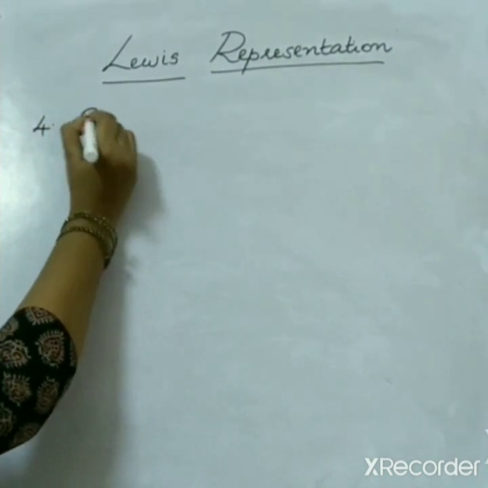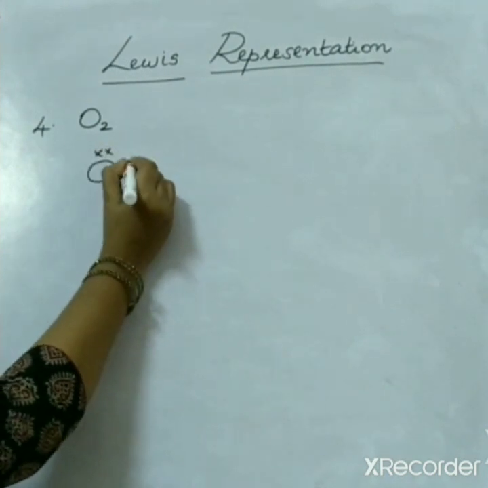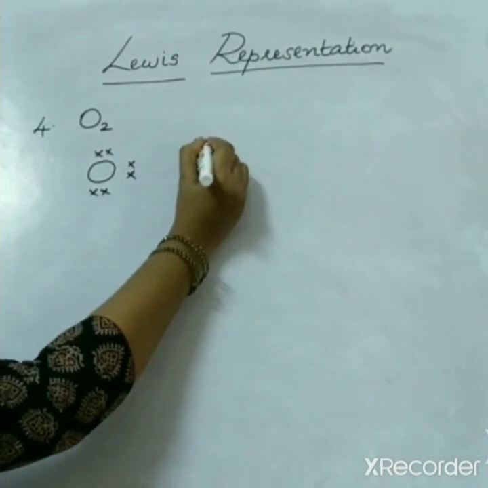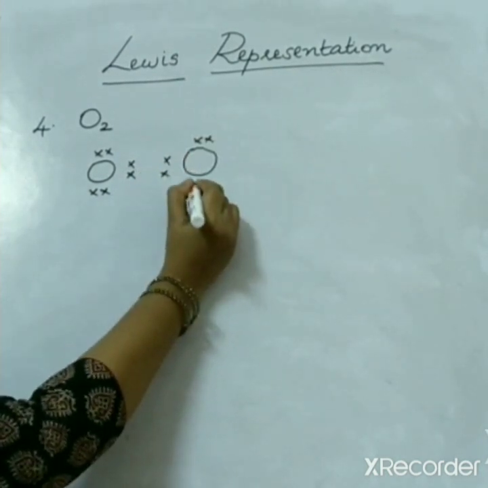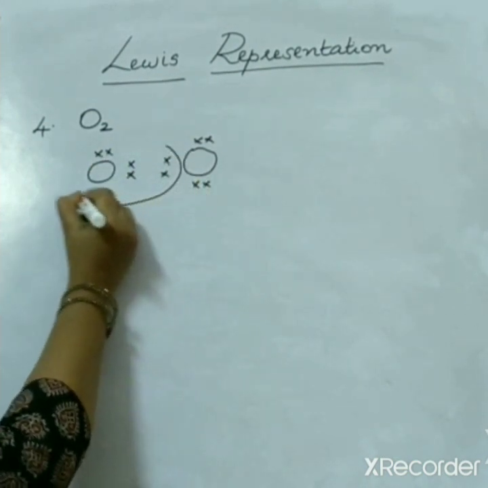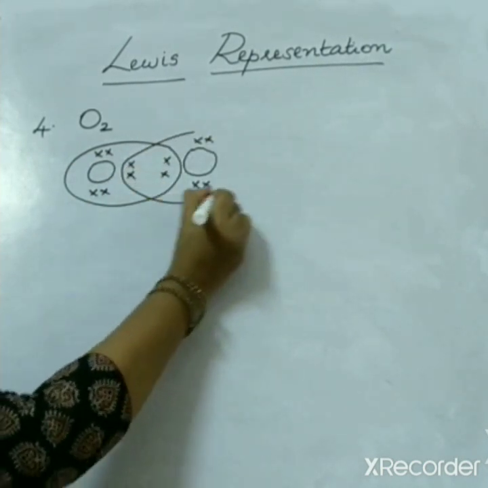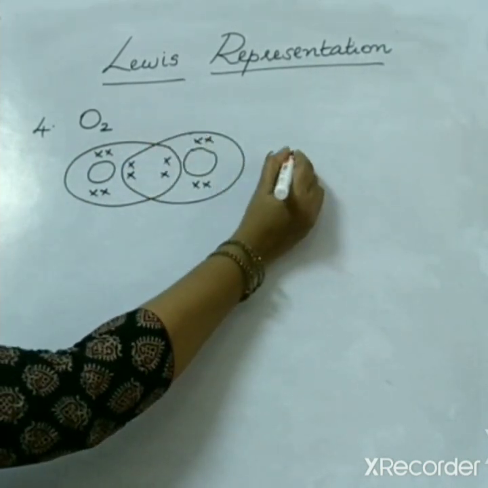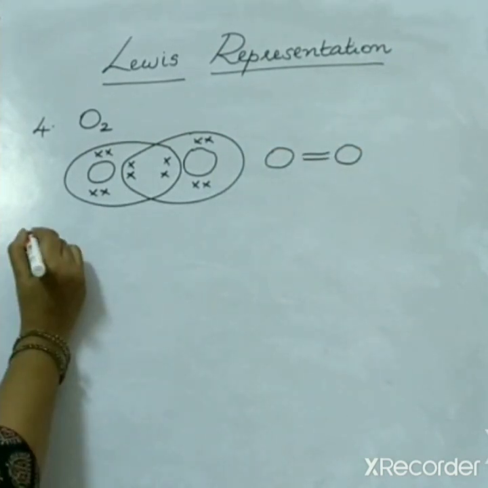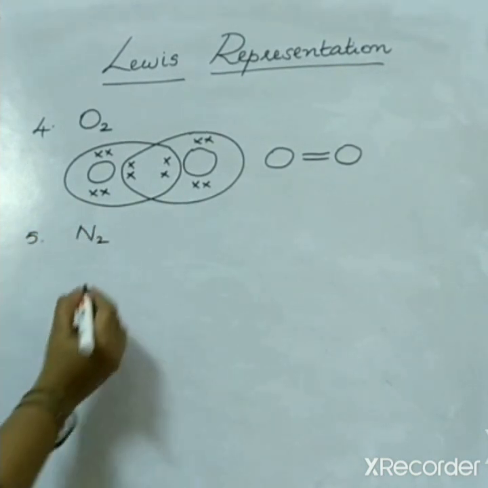Consider the next example, oxygen molecule. Two oxygen atoms are present and each oxygen atom has 6 valence electrons. So each oxygen atom requires 2 more electrons to get octet configuration. Therefore, each oxygen atom will contribute 2 electrons for sharing with the other oxygen atom. So how many electrons are shared between 2 oxygen atoms? 4 electrons or 2 pairs of electrons. Since 2 pairs of electrons are shared between 2 oxygen atoms, a double covalent bond will be formed.